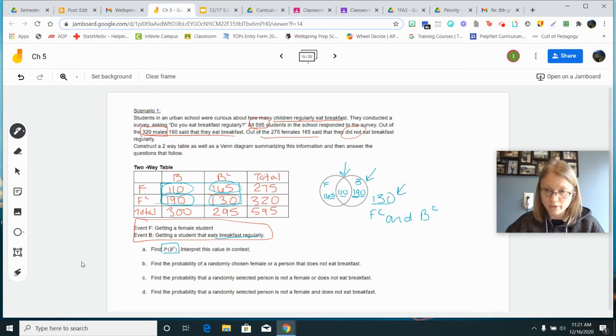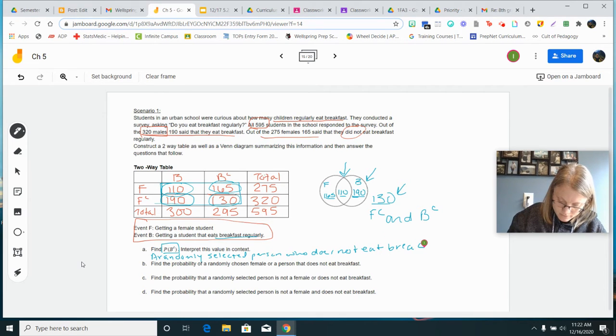If we interpret the probability, a randomly selected person who does not eat breakfast has a blank chance of being chosen.